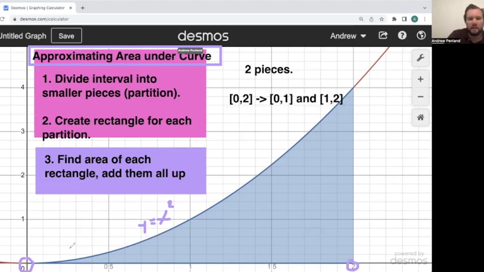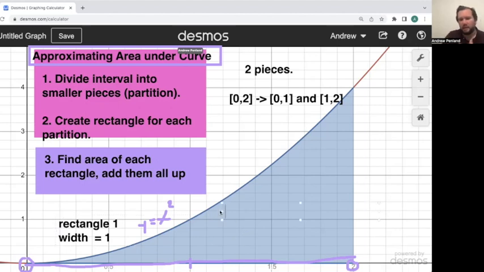So when I go to create these rectangles, the width of each rectangle is going to be 1, because I have from 0 to 1 and from 1 to 2. Let me point that out. At rectangle 1 here, the width is 1. And I have a second rectangle that I haven't drawn yet, rectangle 2, whose width will also be 1. So I've drawn the base of the two rectangles. Now let's figure out the heights.